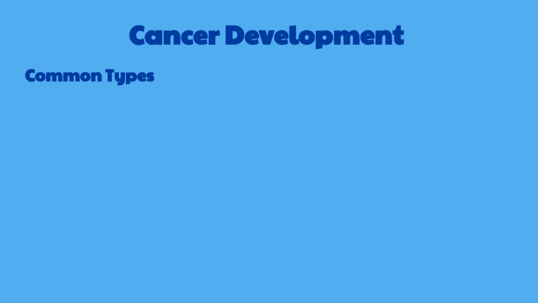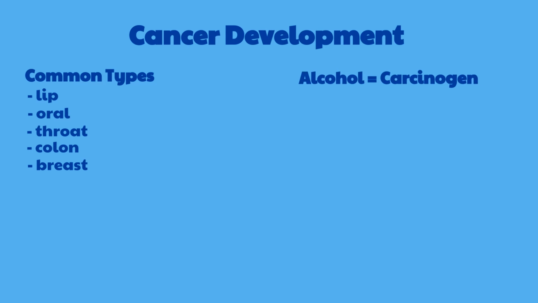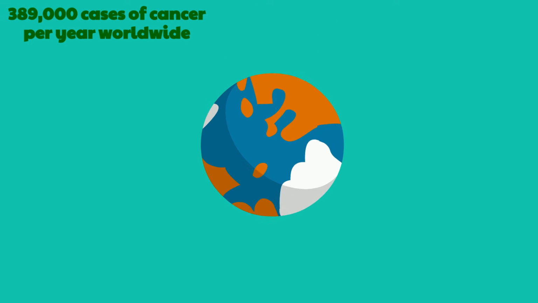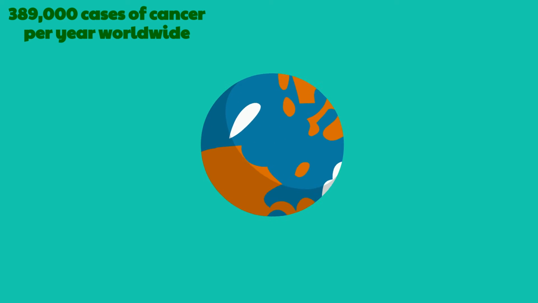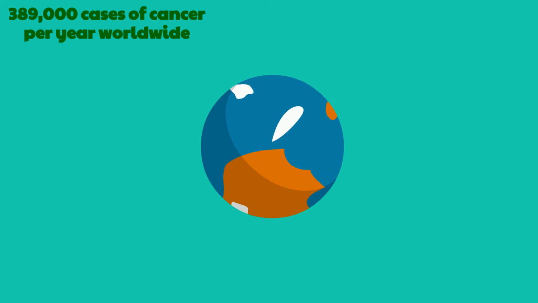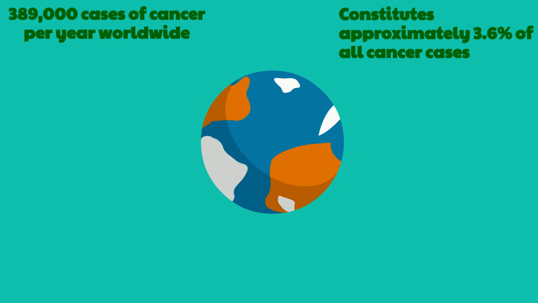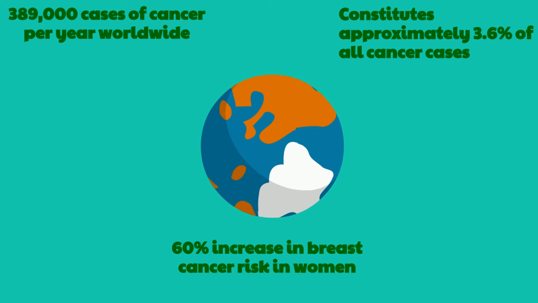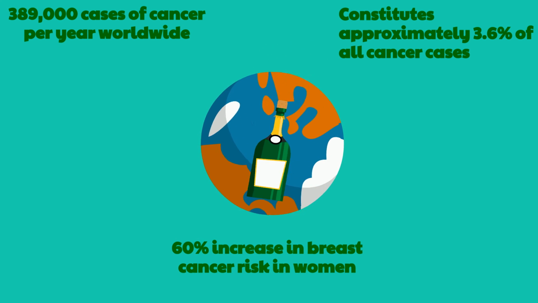Common types of cancer associated with alcohol consumption include lip, oral, throat, colon, and breast cancer. Alcohol has been identified as a carcinogen through ample evidence provided by animal studies, as well as through research surrounding the differences in genes associated with alcohol metabolism and the suggestion that certain byproducts produced from it are carcinogenic. Around 389,000 cases of cancer per year can be attributed to alcohol consumption worldwide, constituting around 3.6% of all cancer cases. For breast cancer in particular, there was a 60% increase in cancer risk for women who consume more than one alcoholic drink a day.